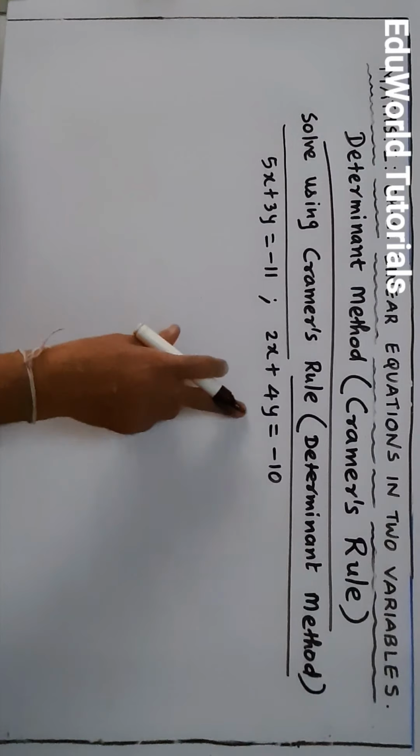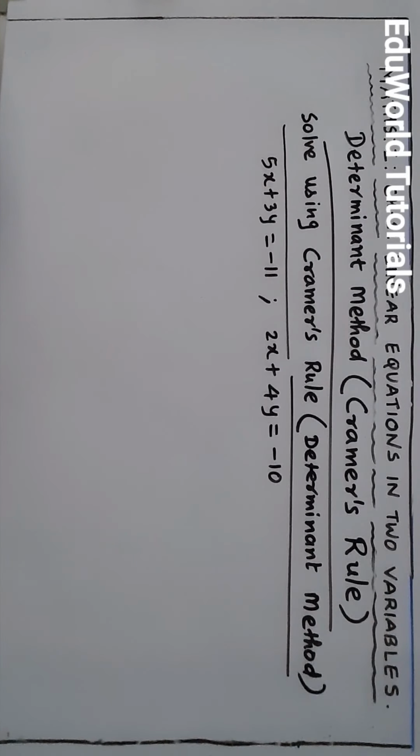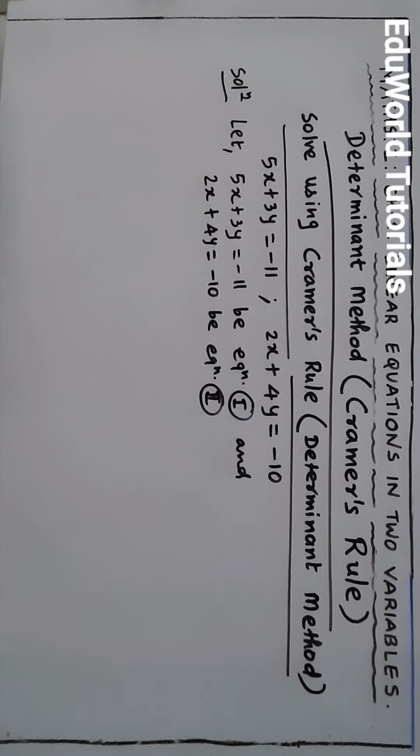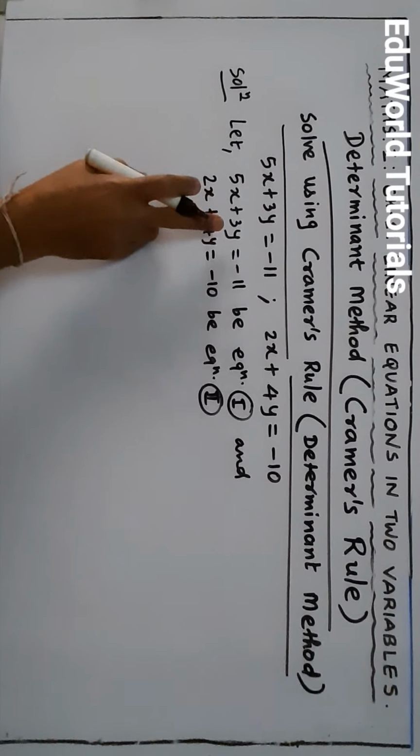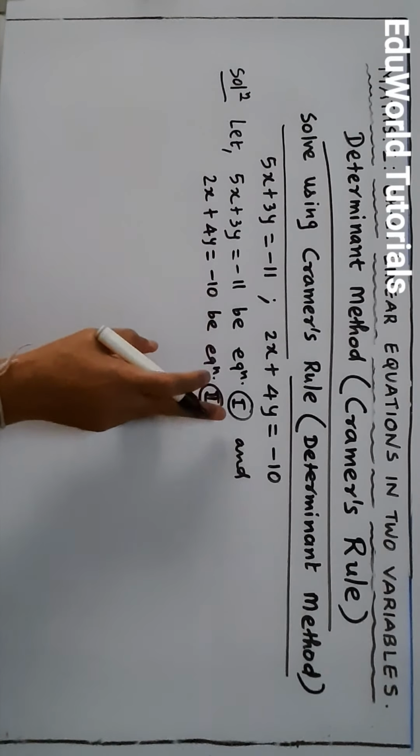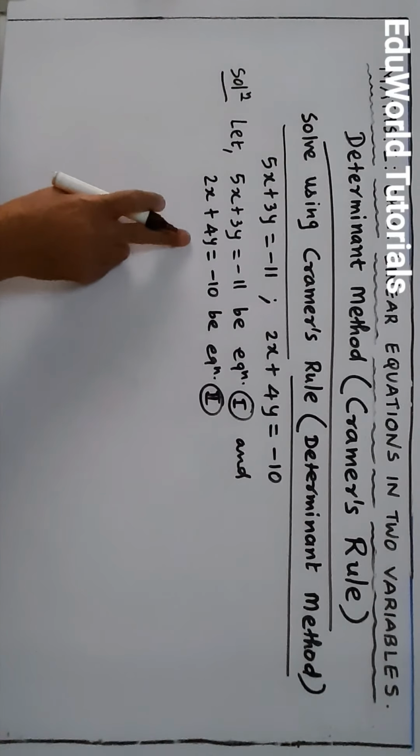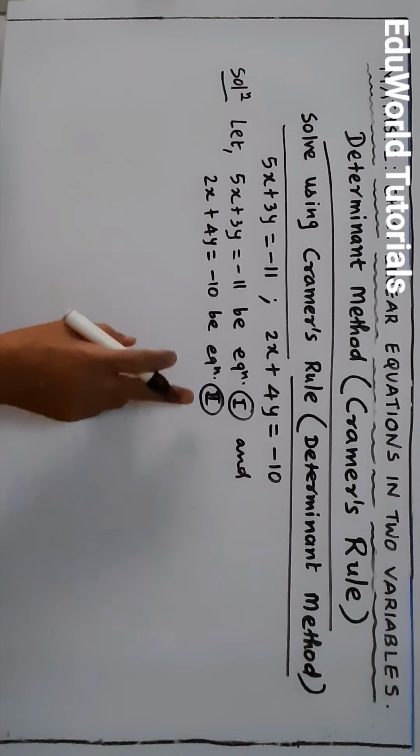We have to number the equations. So let us number them. Let the equation 5x plus 3y equal to minus 11 be equation number first, and 2x plus 4y equal to minus 10 be equation number second.